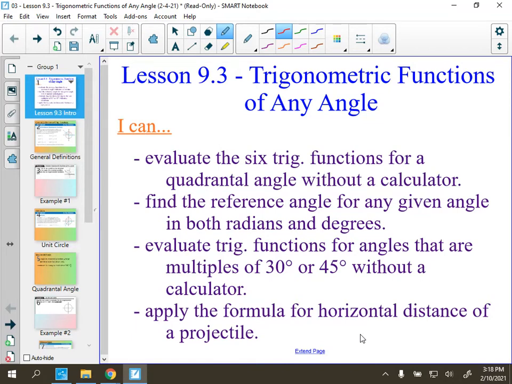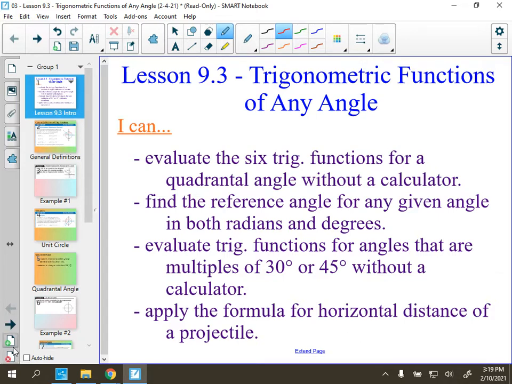Welcome to lesson 9.3, Advanced Algebra Notes. We're going to look at extending concepts from 9.1 and 9.2 to use trigonometric functions for any angle. There's a lot we have to get through, so let's jump in. I'm going to try to keep this to a single video so we can get it all done in one.